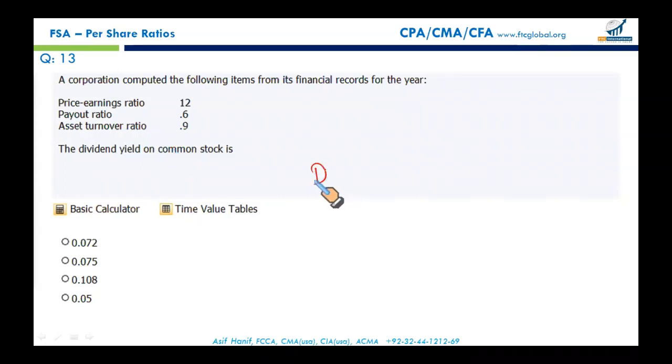We know dividend yield is the dividend per share upon the market price per share. So the interesting thing is we do not have dividend per share. We do not have market price per share. So what are we going to do? Use whatever is given. Things will sort themselves out. Price earning ratio is the market price per share over earning per share. It's equal to 12.